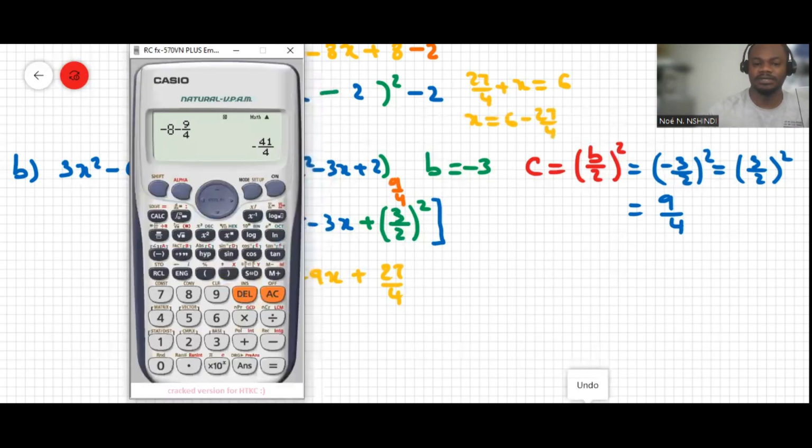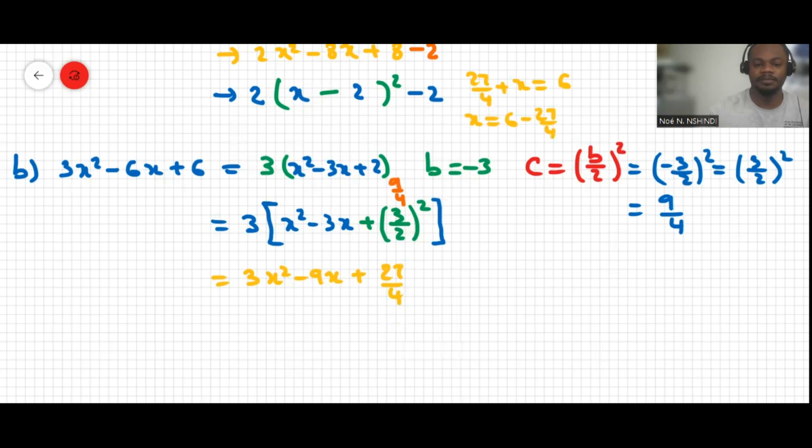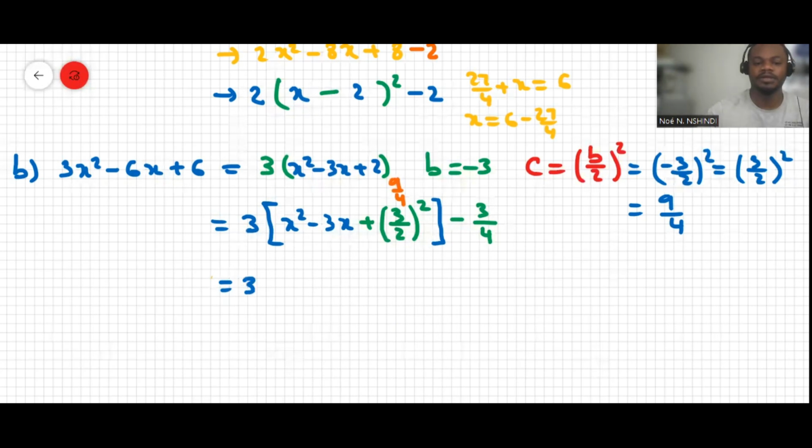We can use a calculator. 6 minus 27 over 4 is equal to -3 over 4. Therefore here I'm going to say -3 over 4. Okay, I can remove what is in yellow here, and then this will be 3. Then I will open brackets here and then close bracket there.